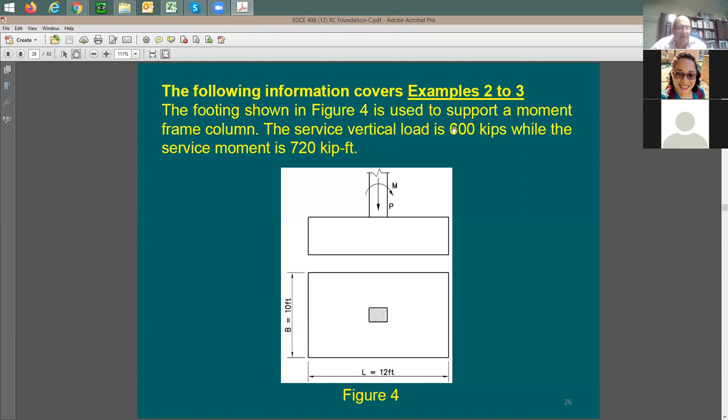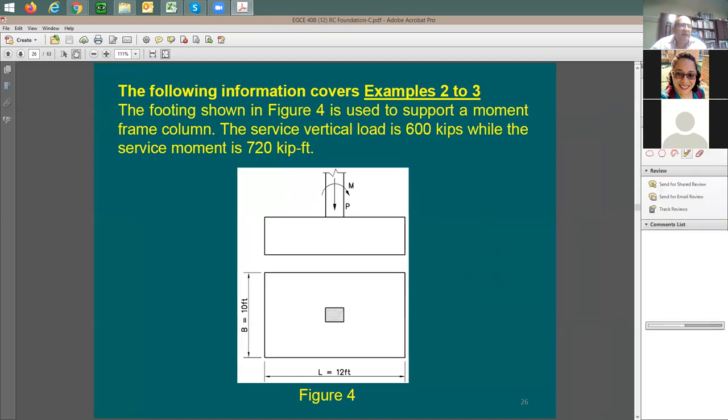So please remember this, because this can be a killer if you use load factors in your exam or midterm. You're going to be losing lots of points. I don't want you to do this. So the service load here is 600 kips, dead load plus live load as an axial load. This is going to be P. And the service moment is going to be 720 kip foot. Here's the moment.